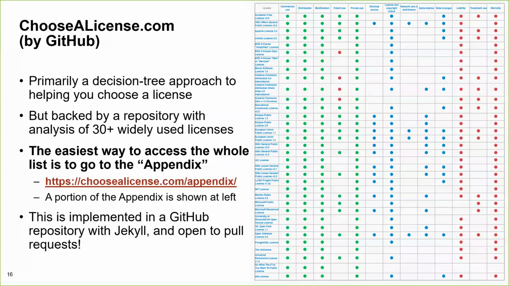And I think this is very cool if you want to get an assessment of what license might meet certain needs that you have fairly quickly, or at least narrow down to some of the right ones to look at. The other interesting thing about this is it's all implemented as a GitHub repository in Jekyll, and if you want to actually add to this, they're open to pull requests to help improve this. So I think that's pretty cool.